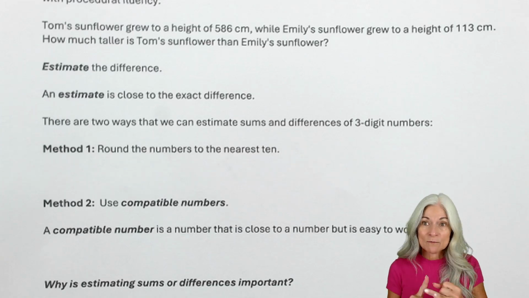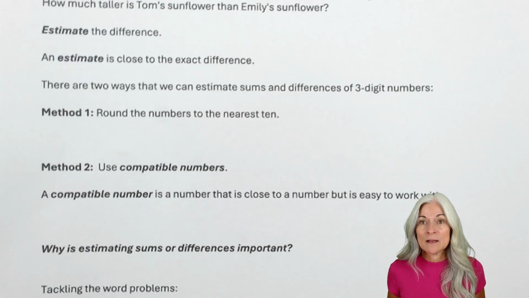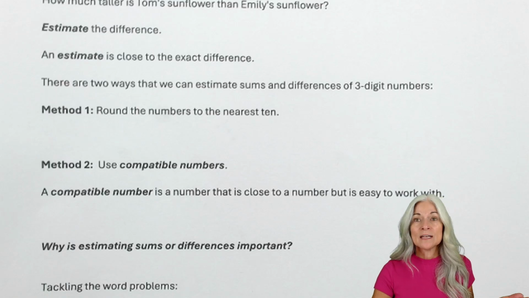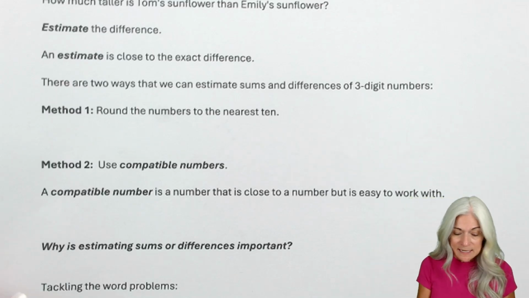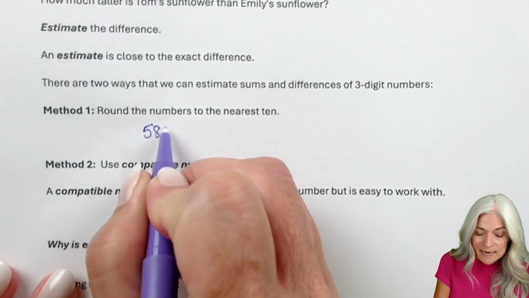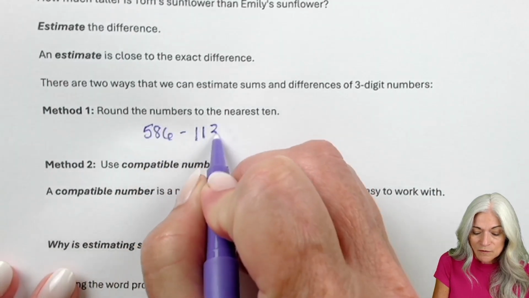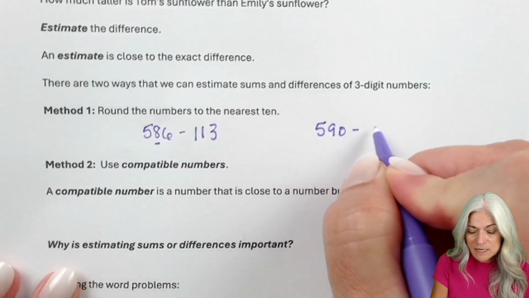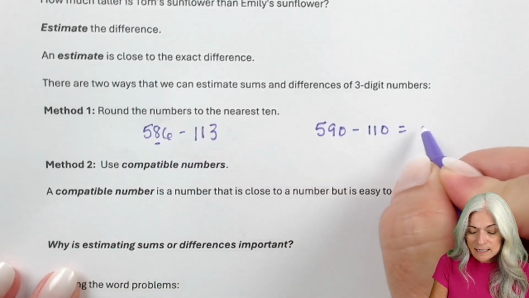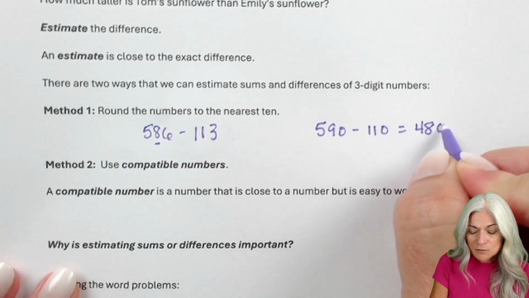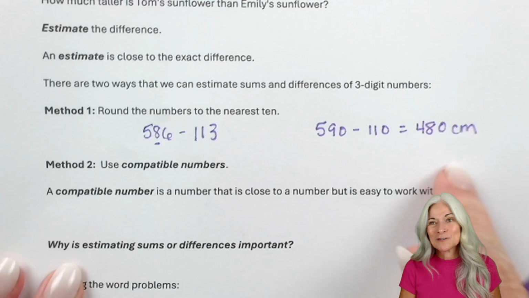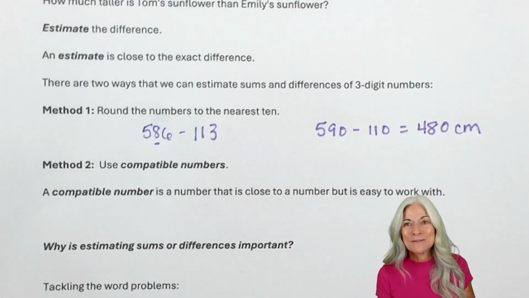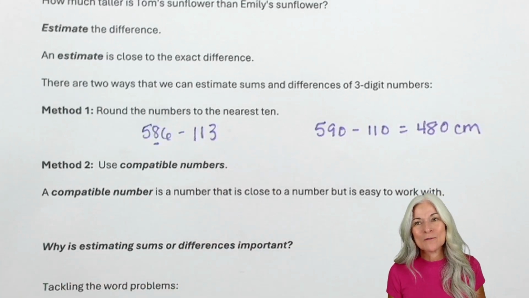There are two ways that we're presenting for students to estimate sums and differences of these 3-digit numbers. First of all, take the numbers and round them to the nearest 10. So we have 586 minus 113. If we round to the nearest 10, we would have 590 minus 110, which would give us 480 centimeters. Make sure students get in the habit of writing that unit of measure as the answer to their question.